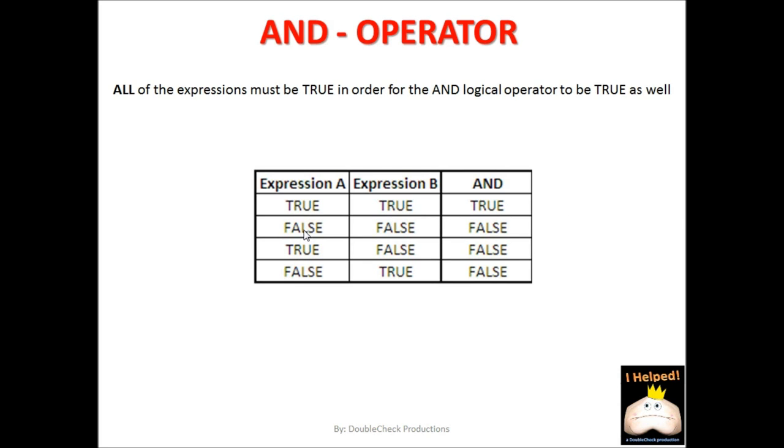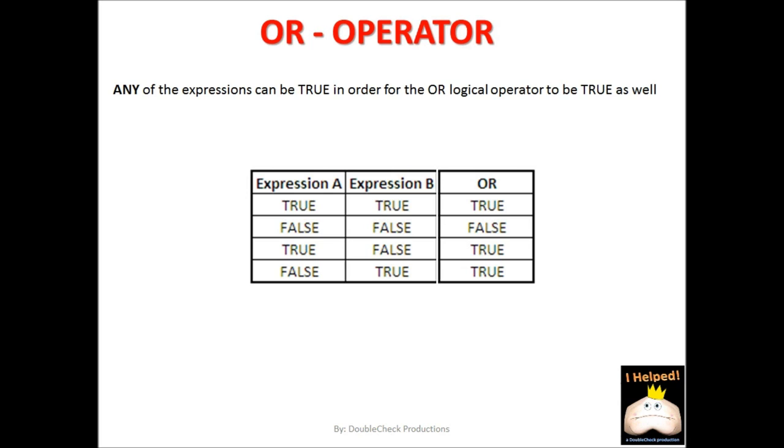We look at the next one, we see A is false, B is false. Neither one of these are true, therefore AND comes out false. Here we have A is true, but B is false. Our requirement is that all the expressions must be true. That is not the case here. Same thing down here, we have A is false and B is true. Just like before, all of them are not true, therefore the AND operator comes out as false. The only one that comes out true is where we have expression A and expression B both equal to true. So for the purposes of the AND operator, the emphasis is that all of the expressions must be true.